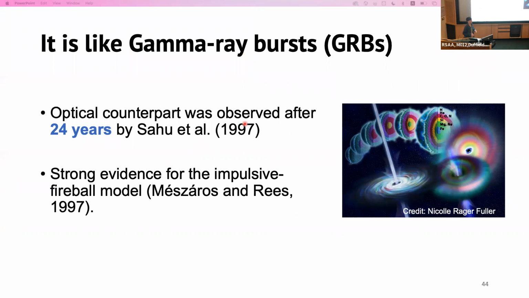Actually, this is kind of similar to the case of gamma ray bursts. So gamma ray bursts, we detected like 40 or 50 years ago. We only detected its counterpart after 24 years by this paper. And actually this detection, this optical counterpart, is very important because it is strong evidence for the impulsive fireball model, which was only proved after these detections.